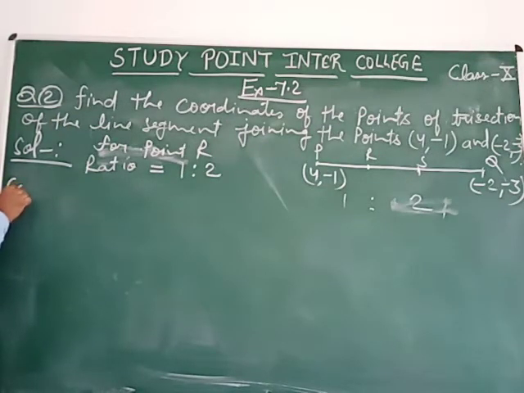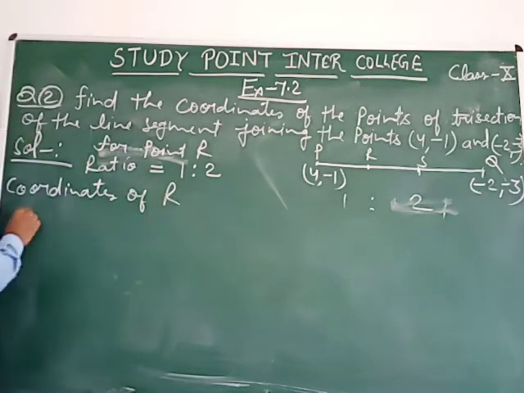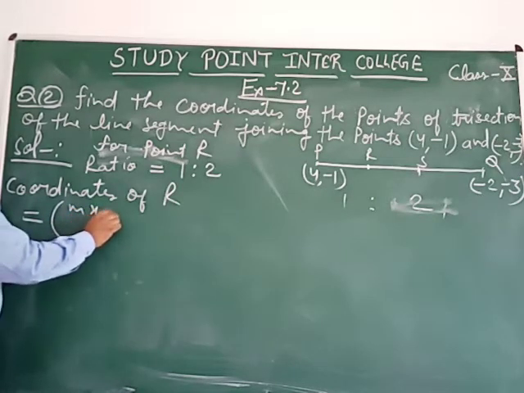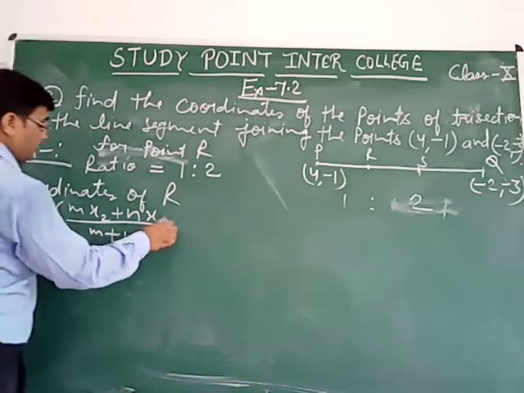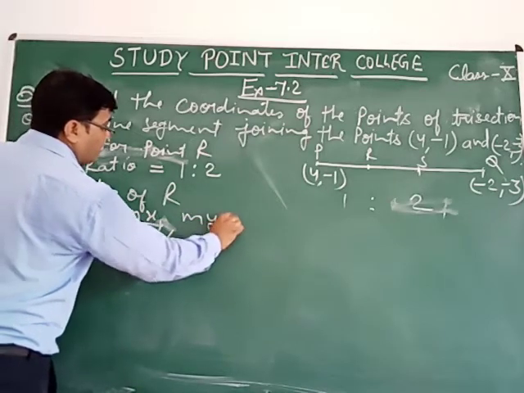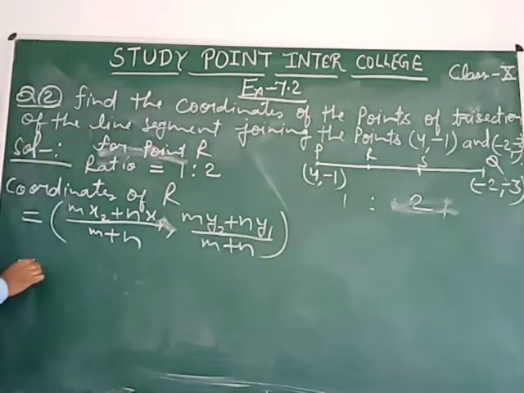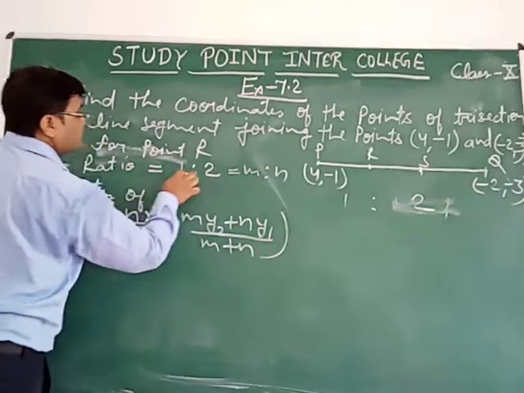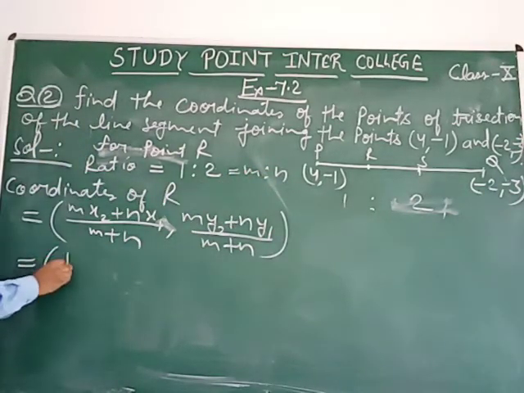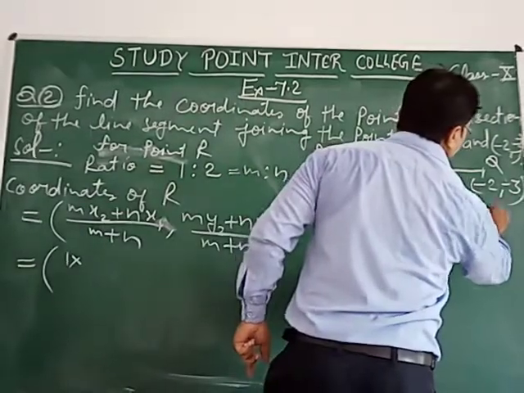Coordinates of R equal to (M x2 plus N x1) upon M plus N, (M y2 plus N y1) upon M plus N. Here M is 1, N is 2. This is x1, this is y1, this is x2 and this is y2.